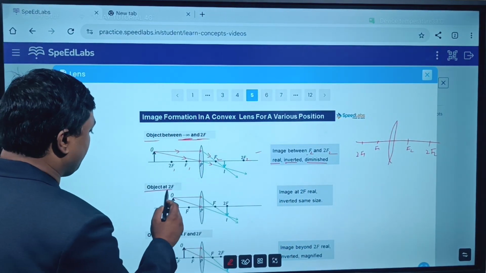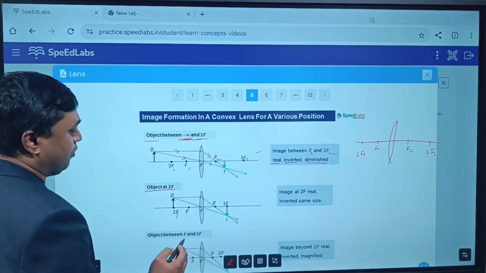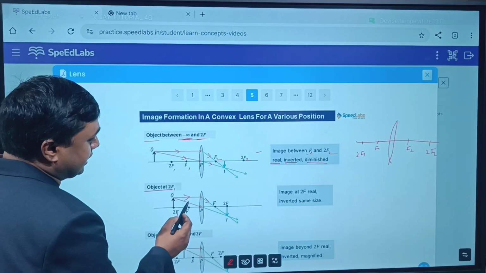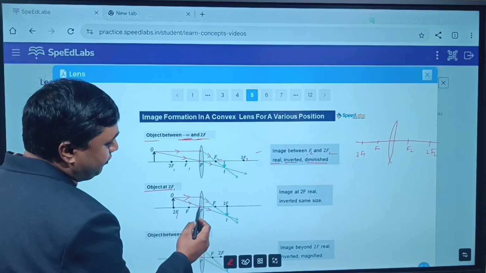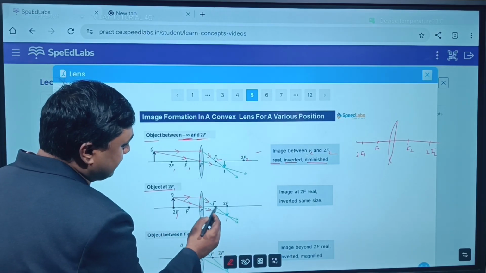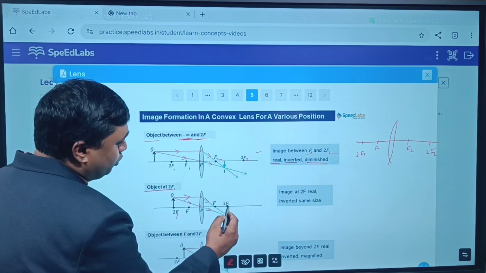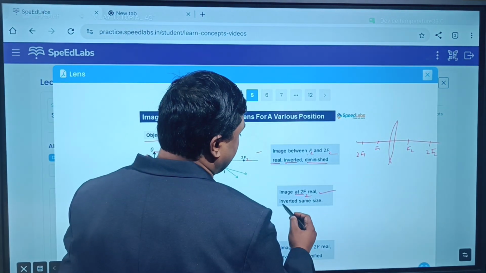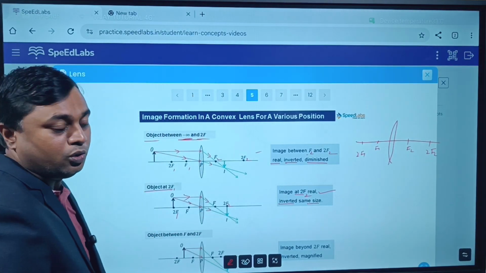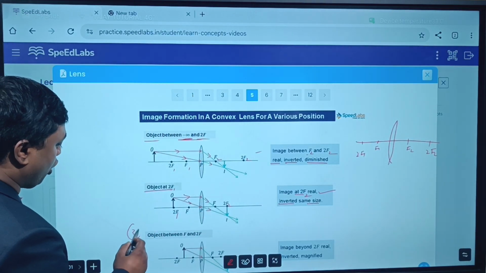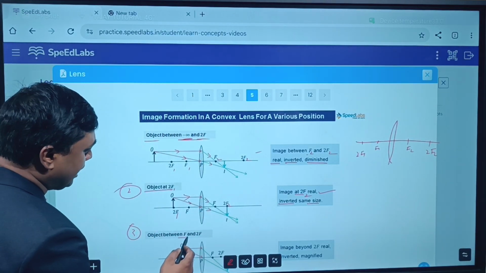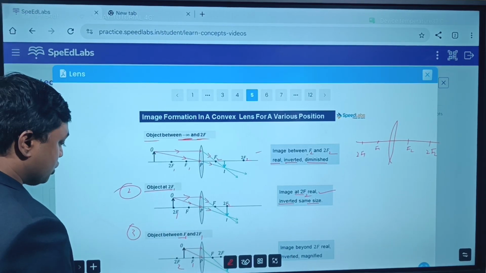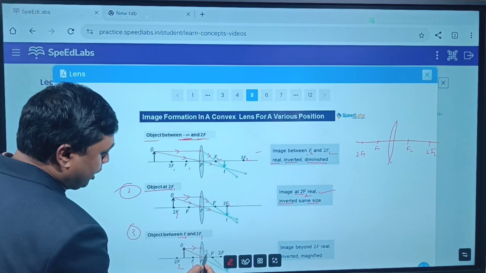Next, when the object is at 2F1, one ray you take parallel. After refraction it passes through the focus. Second, you pass a ray through the optical center; it goes undeviated. You see this ray and this ray are meeting exactly at 2F2. So the image is at 2F2. How is the image? Real, inverted and the same size. Third case: when the object is between F1 and 2F1. This is F1 and this is 2F1. One ray you take parallel; it will pass through the focus.